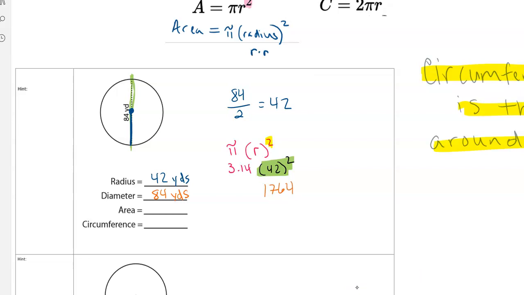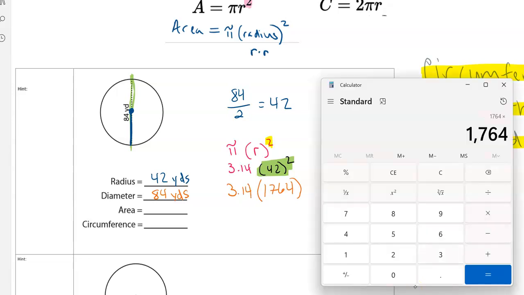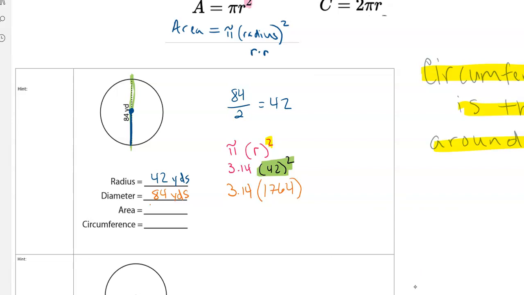And then now I have to multiply that by 3.14. So I'm going to bring my calculator up, multiply that by pi, and that's 5,538.96. So I'm going to write that down. It doesn't ask me to round, so I have to write that all down, 5538.96, and I have to square the units because it's area.